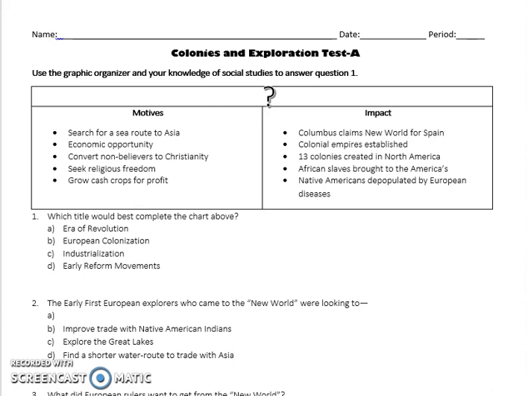Number 2. The early first European explorers who came to the New World were looking to B. Improve trade with Native American Indians. C. Explore the Great Lakes. Or D. Find a shorter water route to trade with Asia.